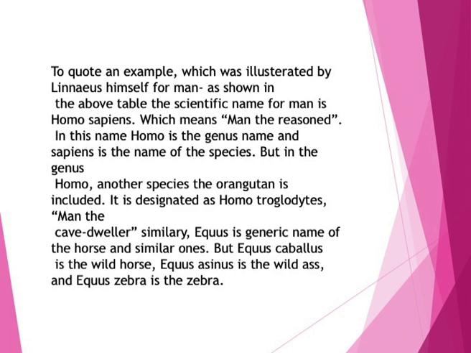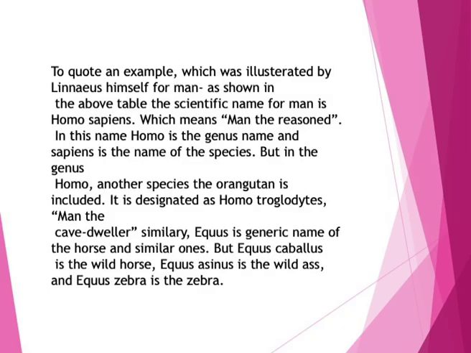Now, what is the scientific name of man? Homo sapiens, which means man the reasoned. In this name, Homo is the genus and sapiens is the name of the species. But in the genus Homo, another species, the orangutan, is included. It is designated as Homo troglodytes, man the cave dweller.